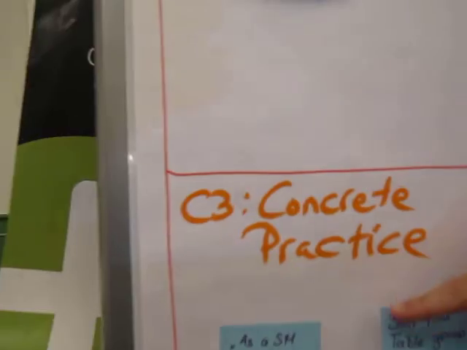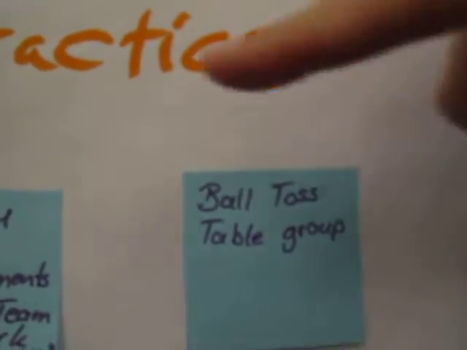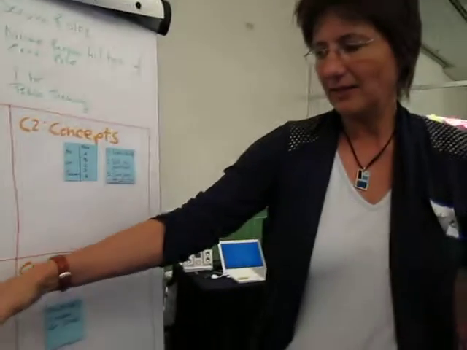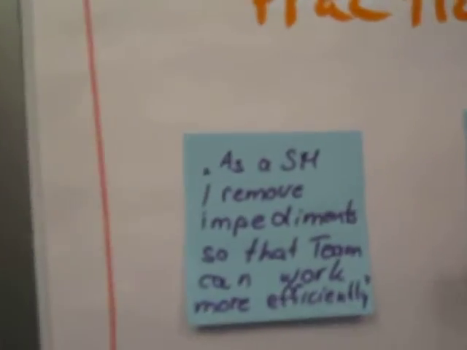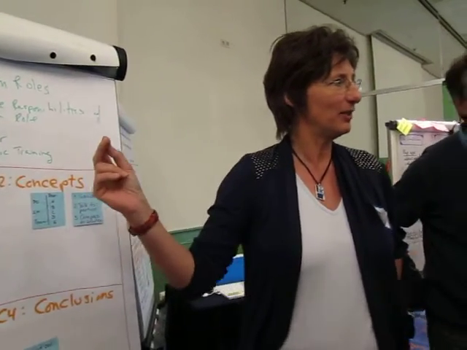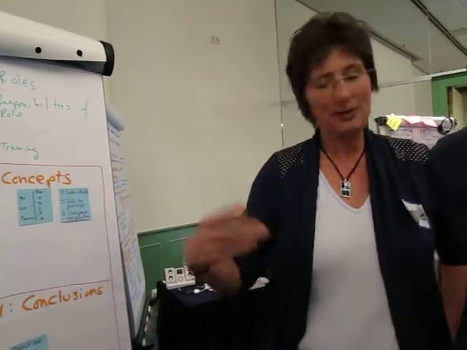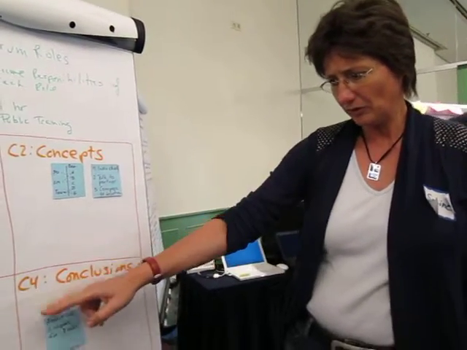In the concrete practice part, we do a ball toss, also in the table group, which goes like formulating user stories. For example, as a Scrum Master, I remove impediments so that the team can work more efficiently. So with that, we also repeat something else that we did in another training session, which is user stories. That is also a concept for repetition that we use here as a ball toss game.